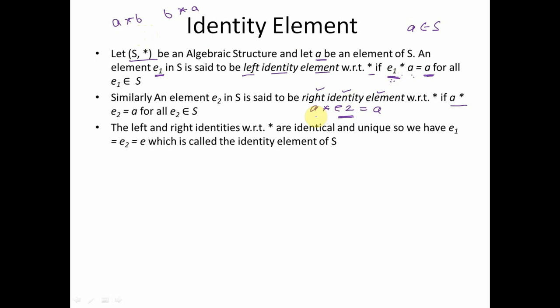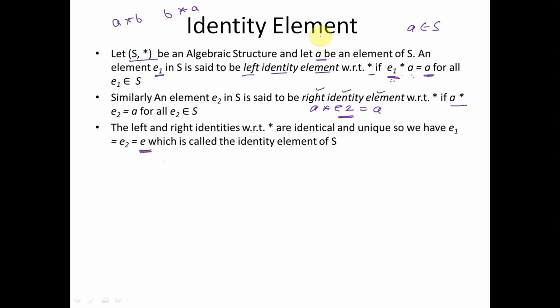Left and right identity elements are always equal. So we have E1 and E2, they are the same and we denote it by E, which is called the identity element of the set S. Now, let's make one thing very clear. For a given algebraic structure, there can be a single identity element. So the identity element is defined by the operation.